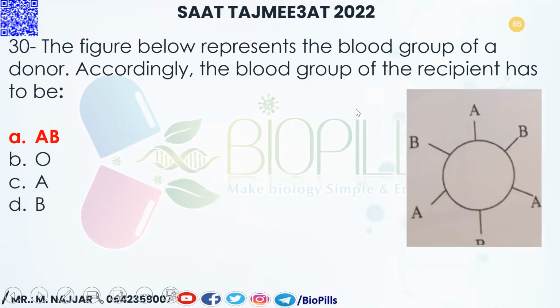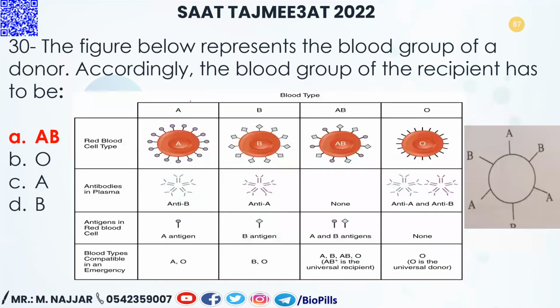Yeah, answer is AB. Reason: the blood group A, in the surface of the RBCs, there is antigen A, and in the plasma, there is antibody B. So antigen A and antibody B will never make a coagulation. Why? They are different. The blood group B, in the surface of the red blood cells, there is antigen B, and in the plasma of the patient, there is antibody A, so they will never make a blood clotting or coagulation.